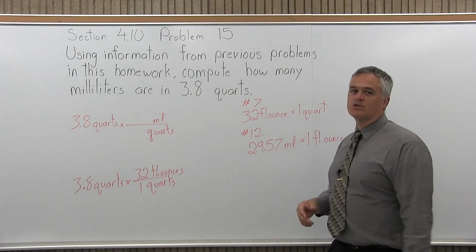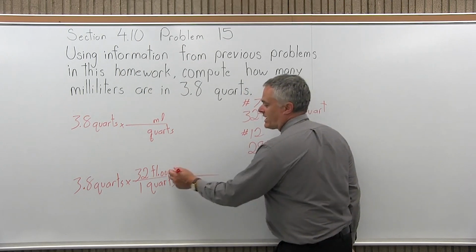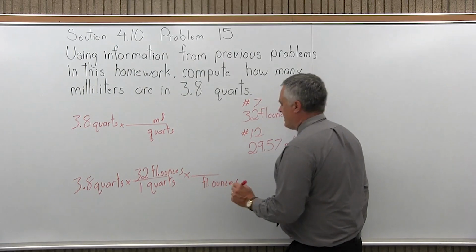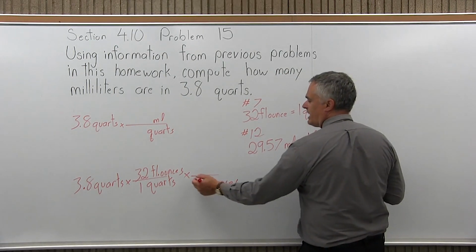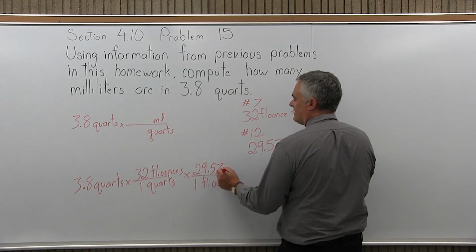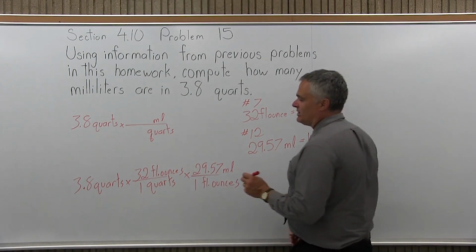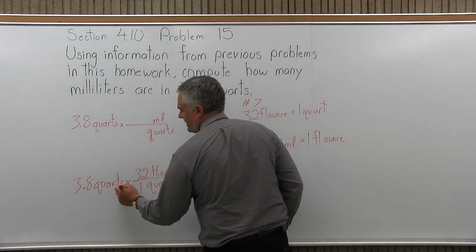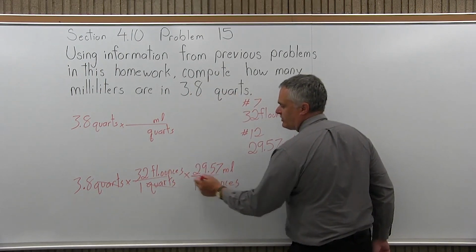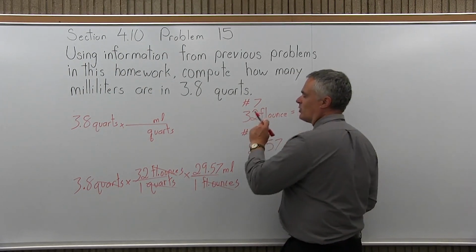But again, I don't have a direct conversion where I can do only one multiplication. I'll just multiply again. And this time I'll use a fraction that has fluid ounces in the denominator. And if I do that, 1 fluid ounce is equivalent to 29.57 milliliters. So now, when I multiply, that first multiplication will make the quarts cancel, and I'll be in fluid ounces. And then as I multiply the next one, fluid ounces will cancel, and I'll be in milliliters, which is what the question asked me to do, go from quarts to milliliters.